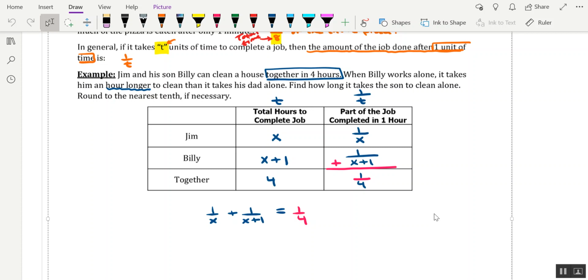It's Mr. C here, and in this video I'm going to show you how to solve the following rational equation relating to this example where Jim and Billy are cleaning a house. This example is what's called a work problem, sometimes referred to as a constant rate job problem. Alright, let's dive right into it.